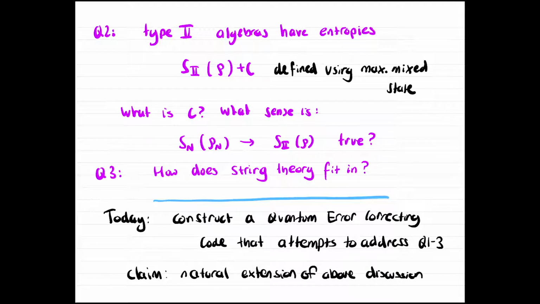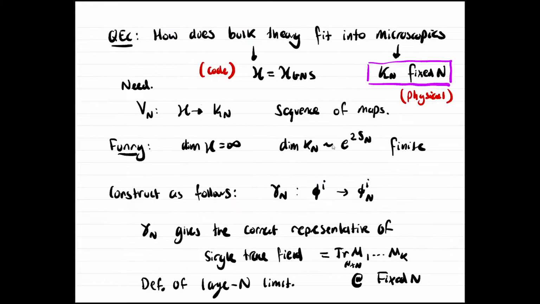And so today I'm going to tell you about a construction of a quantum error correcting code that's at least attempting to address those questions. I claim, as you'll see now, it's a very natural extension of what I've already told you. So the question is, if we want to think of this as some quantum error correcting code, the natural question becomes, how does the bulk fit into the microscopics? So what is the microscopics? The only thing it can possibly be is the finite n theory, at fixed n. And what is the code?